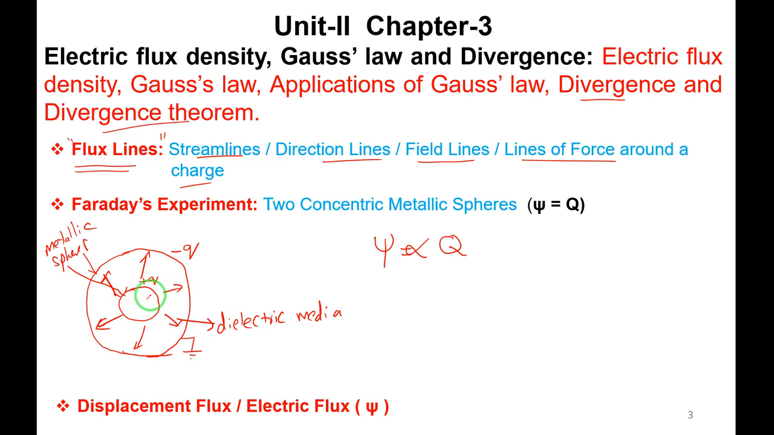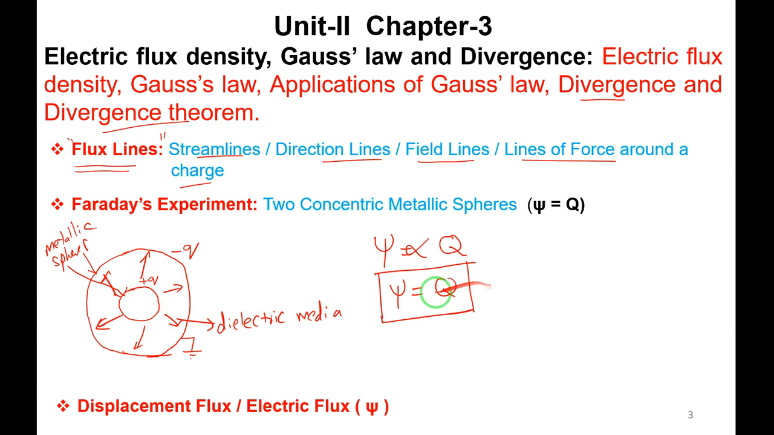I want to study how many flux lines are leaving the outer sphere. It is directly proportional to q. But luckily the proportionality constant is 1 here, because we have chosen SI units. In SI units the proportionality constant is 1. So psi equals q: the number of electric flux lines leaving the outer sphere is equal to the total amount of charge enclosed by the outer sphere. Psi equals q.